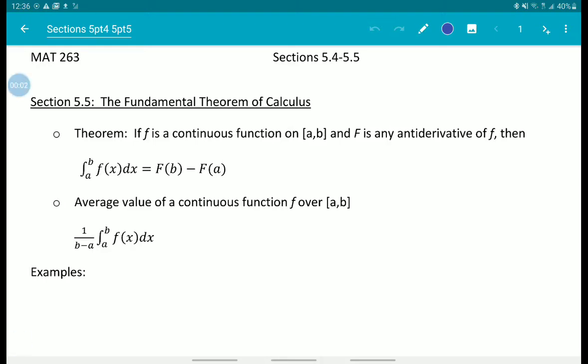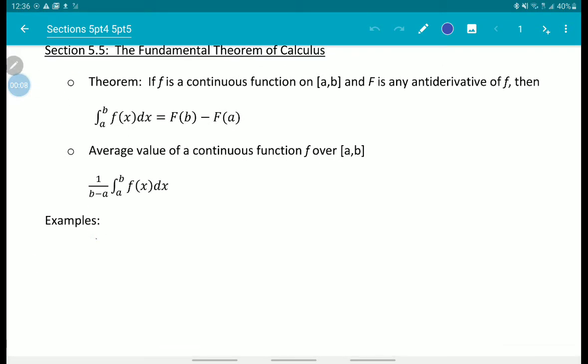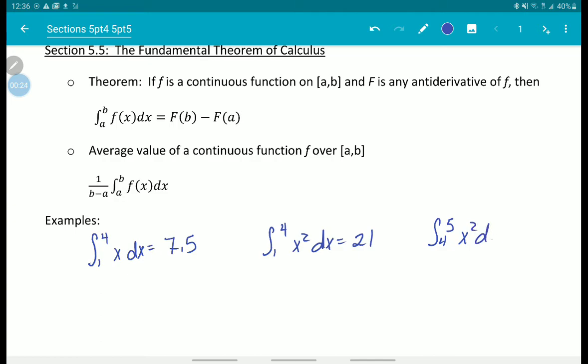In this video, we're going to talk about the fundamental theorem of calculus. So in the last video, you were probably wondering, where did this value come from? And where did this value come from? And even this one. Well, it actually comes from the fundamental theorem of calculus.